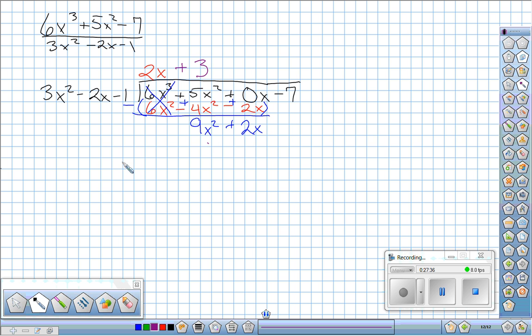So 3 times 3x squared gives me 9x squared. 3 times negative 2x gives me negative 6x. 3 times negative 1 is negative 3. So now I add my terms together. Or first I have to change all my signs because I'm subtracting. So that's going to make it a minus 9x squared, a plus 6x, and a plus 3. So those guys will add to 0.